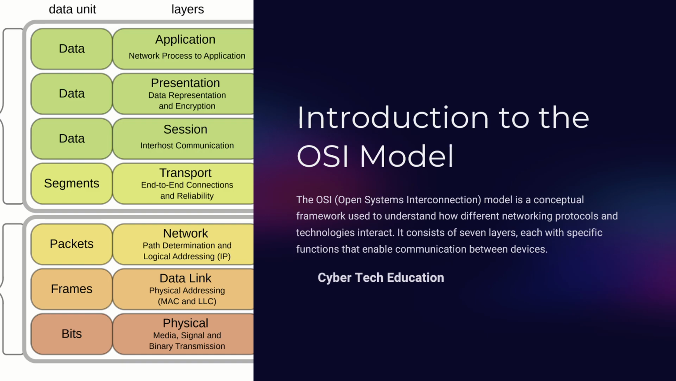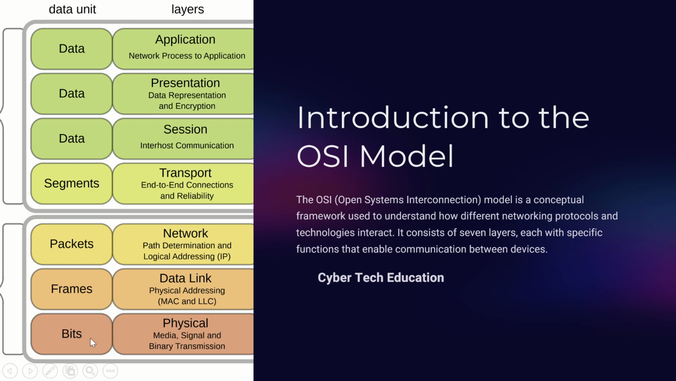So what is an OSI model? The OSI model is the Open System Interconnection model. It's a conceptual framework used to understand how different networking protocols and technologies interact. It consists of 7 layers, and each layer has different functionalities that enable communication between devices. So this is how it works, folks.